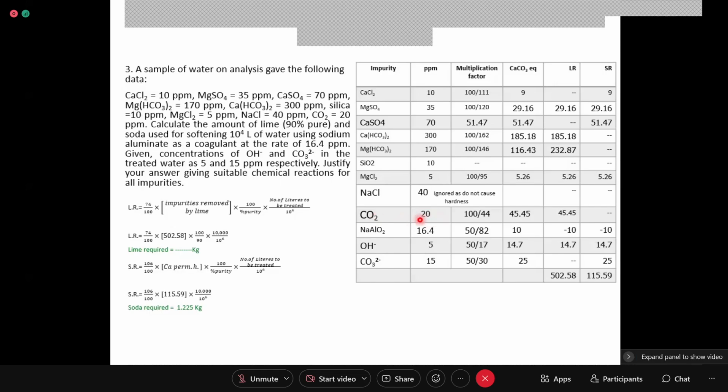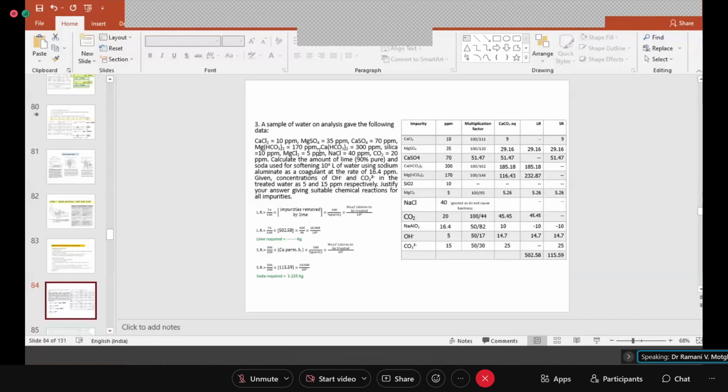Okay, carbon dioxide is 20 ppm, and in such a raw water, what was used? Calculate the amount of lime 90% pure and soda used for softening. Okay, so the purity of lime is mentioned and soda is not mentioned. Okay, if it is not mentioned, I will incorporate it in the numerical.